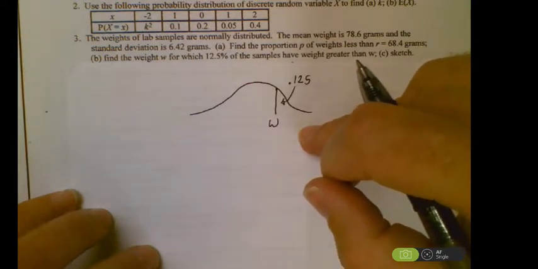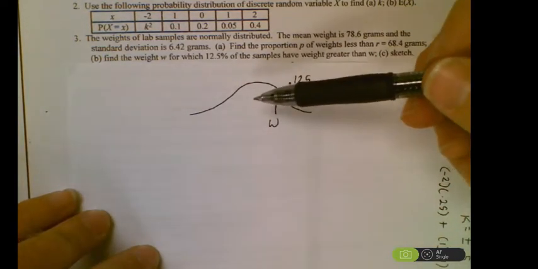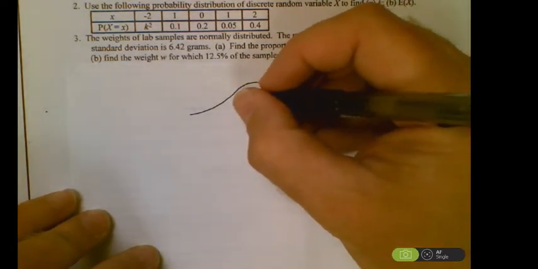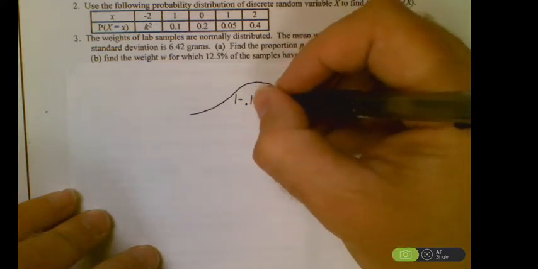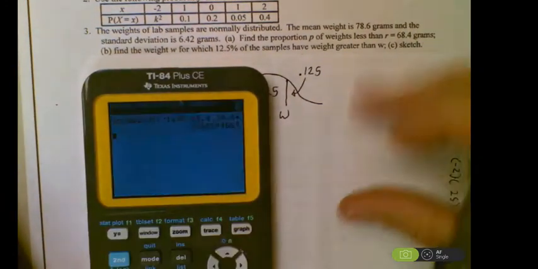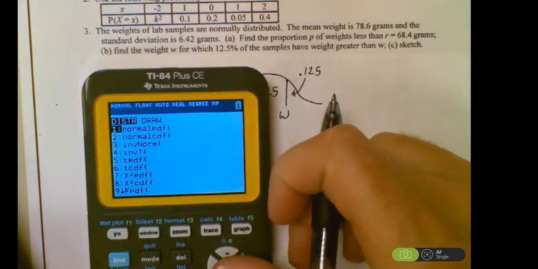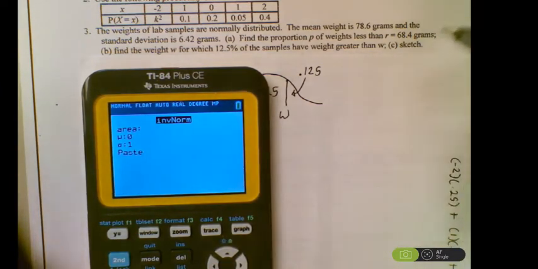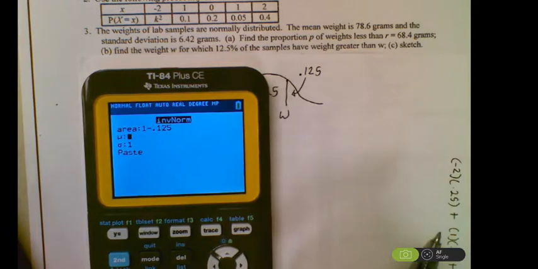One of the things we've got to take into account is that when we do inverse normal, your calculator always wants the area to the left of X. So I have to do 1 minus 12.5% in order to get the area that's going into my calculator to figure out what W is. So that's what it's going to look like when I plug it in. If I go back under distribution, now I'm going to inverse normal since they gave me the area, and I'm just trying to find the x-axis value. The area we said was 1 minus 12.5%, so I can just type it in like that. Then again, they gave us the mean at 78.6 and a standard deviation of 6.42.